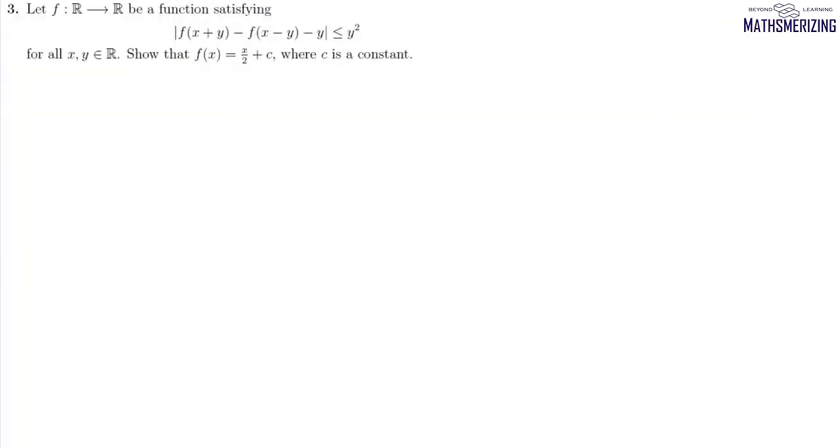Now question number 3 is, let this function f be defined from R to R such that mod of f(x plus y) minus f(x minus y) is always less than or equal to y square. Now we need to show that f(x) is x by 2 plus c, where c is a constant.